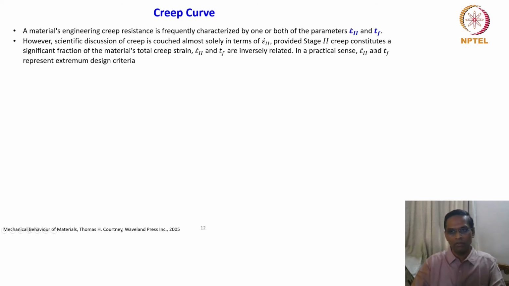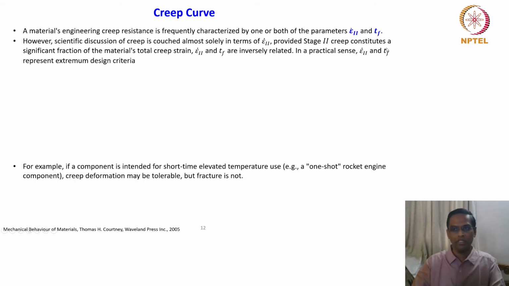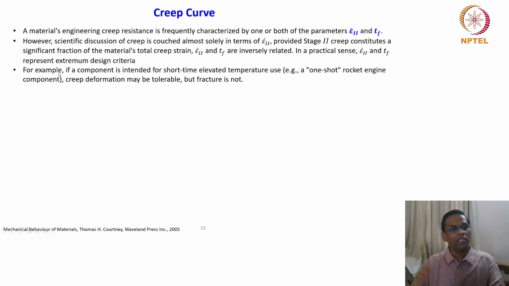Okay, we'll try to understand. Then why do we study this? If these two parameters are important, for example, if a component is intended for short time elevated temperature use, for example, a one-shot rocket engine component, creep deformation may be tolerable, but fracture is not. So that is why TF is important. Time to fracture, that parameter is important.